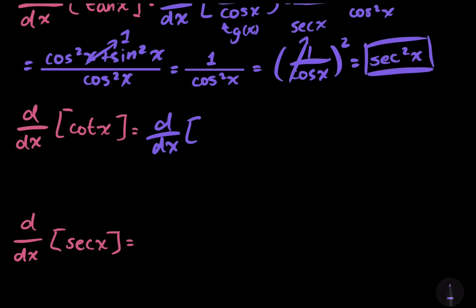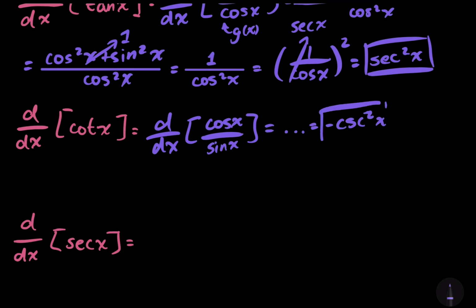But essentially, we can rewrite cotangent of x. We know that that's just 1 over tangent of x. We can rewrite this as cosine of x over sine of x, and then just use the quotient rule. And so we can go through all the steps, and I'll leave this one up to you. It's a very simple proof. We'll just end up with negative cosecant squared of x if you go through the entire proof. So that is the derivative of cotangent of x.